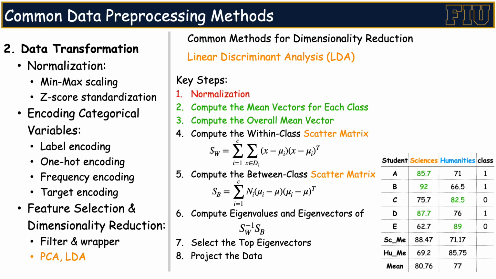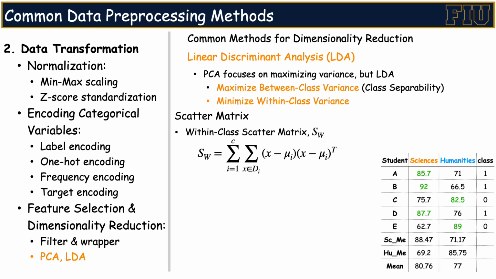Now that we've finished steps 2 and 3 of LDA, in the next 2 steps we need to calculate the within-class and between-class scatter matrices. So, let's start by discussing what a scatter matrix is. First, we have within-class scatters. This is the formula for the within-class scatter matrix. You can see that it has 2 main components. One is a measure of the distance between each data point in a class and the mean vector for that class.